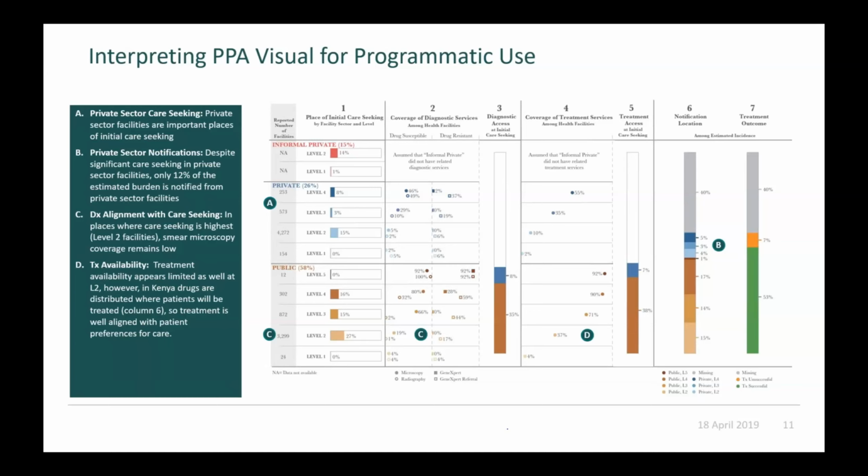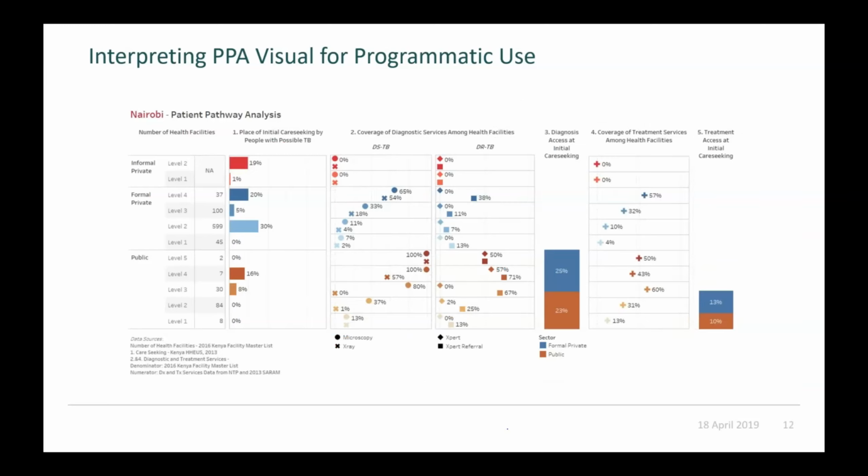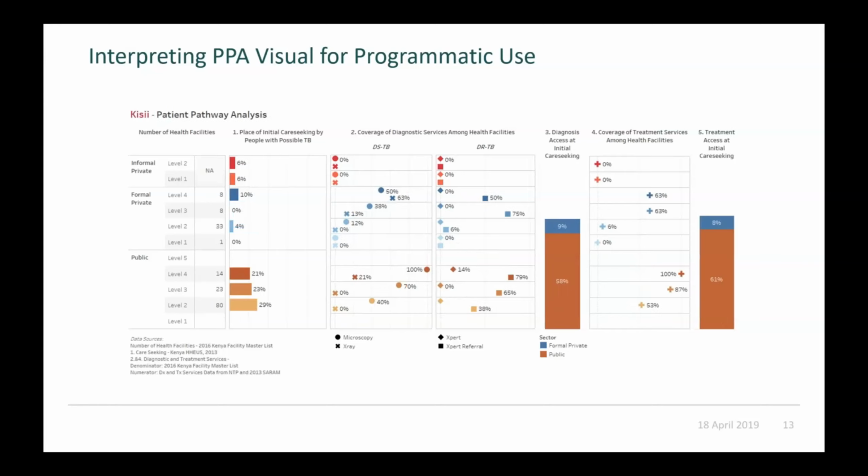Now, I want to move really quickly. As you can imagine, we can program in a more nuanced way if we can bring the patient pathway analysis to a sub-national level. So in Kenya, the patient pathway analysis was actually repeated for all 48 counties. And I'm going to move quickly through these slides. What I want you to notice is, if you look at column 3 and column 5, which are the aggregation of diagnostic access and treatment access, I want you just to look at the nature of the difference between different counties. So I'm going to go quickly from Nairobi to Kisii, with Nairobi being an urban area and Kisii being a rural area, and look at the marked difference.